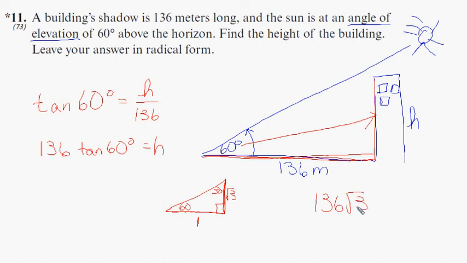Now what I want you to do, just to verify that you can also use the tangent function here, is enter this into your calculator and see if it is equivalent to what you got here. It certainly should be. And you need your units as meters. So the building is 136 times the square root of 3 meters tall.